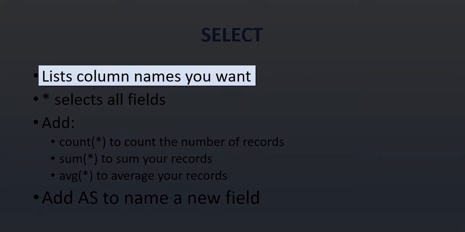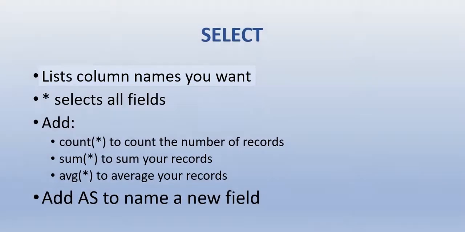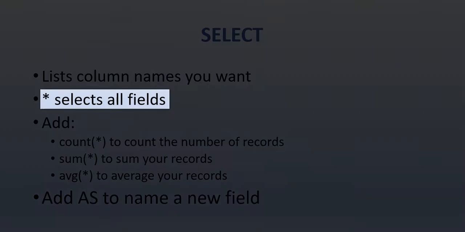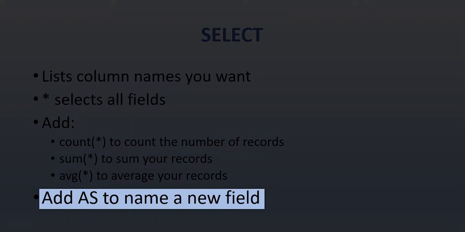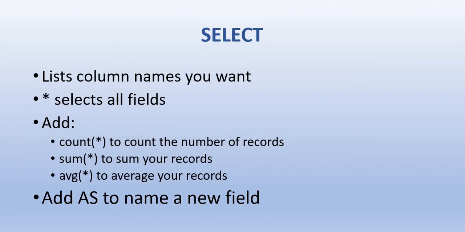Select. This lists the column names that you want. And as we ran a number of queries last time, the asterisk selects all the fields in your table. And you can add count, parentheses, asterisk, parentheses, to count the number of records. You can do the same thing with sum to sum records and average to average records. And of course those would be if your fields had a number in them. And then if you do all that, we're going to use the word as, to rename the field that we're putting the data where we counted or summed. We'll go over that today.